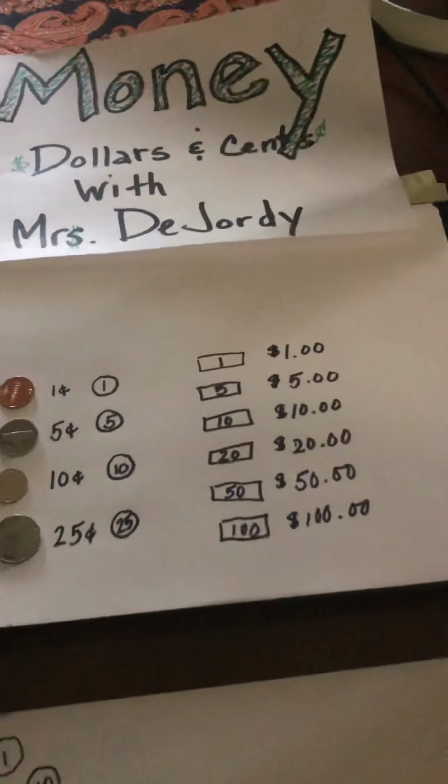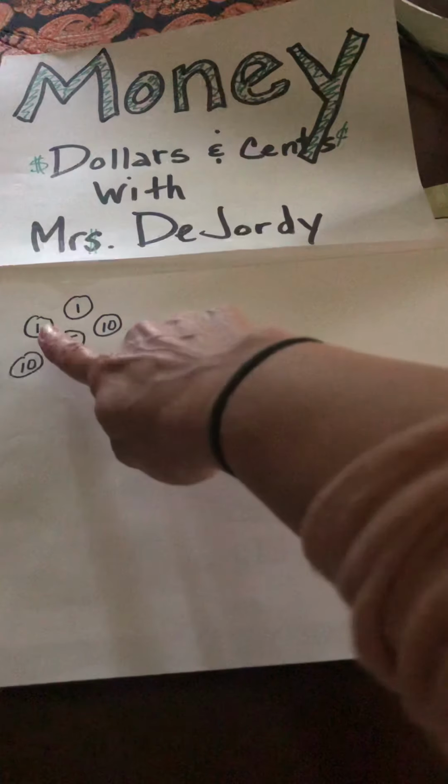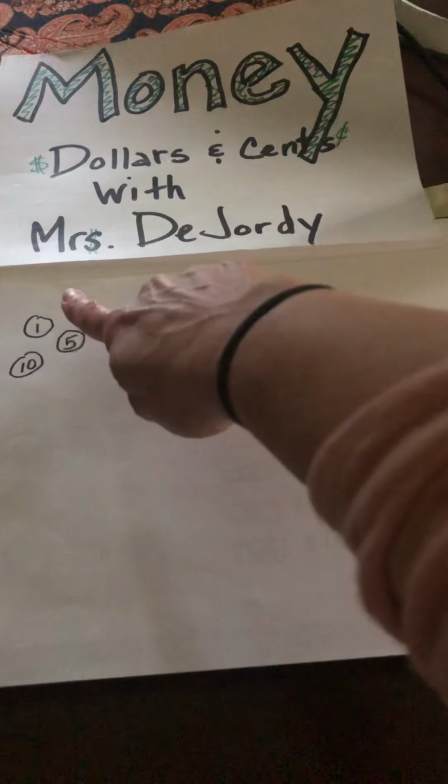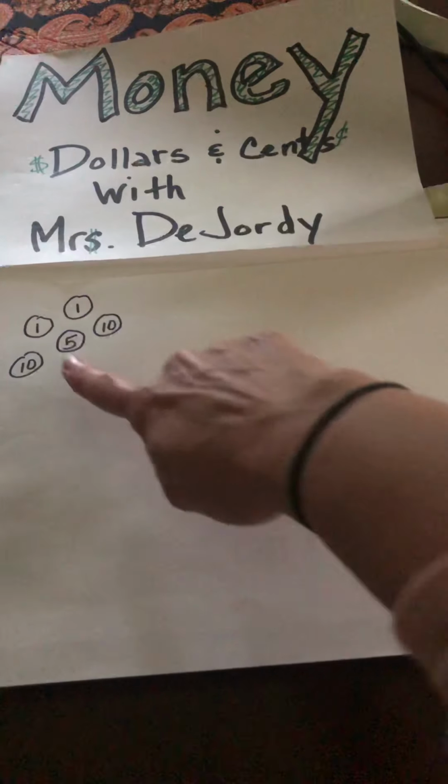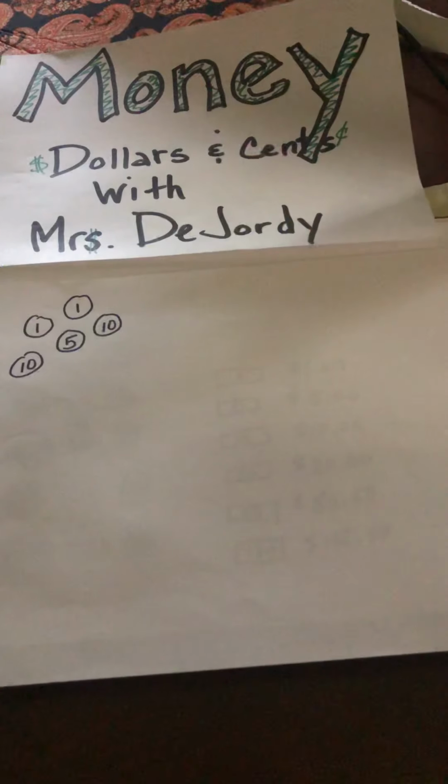So the first one I have here is I have a problem here, and it's right there. And I drew in 5 coins, 1, 2, 3, 4, 5. And I'm going to solve this math. So I know when I look at this, I have 1 and a 1. So I have 2 pennies. I have a 5, which is a nickel, and I have a 10, and I have a 10, which are 2 dimes.